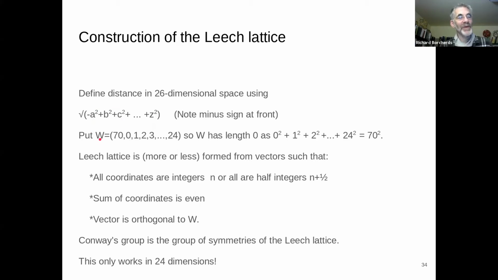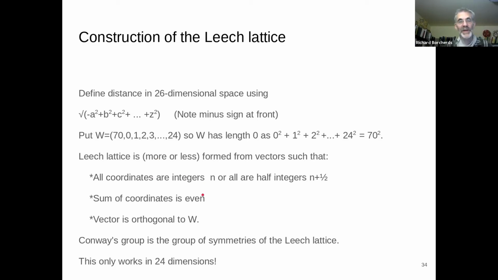Anyway, I'm going to take the following vector W, which is (70, 0, 1, 2, up to 24). The key point is that W has length 0 because the sum of the first 24 squares is 70 squared. So now we're using this weird fact that if you've got a pile of cannonballs with 24 layers, it has a square number of cannonballs. And now we can use this norm 0 vector W to form the Leech lattice as follows. We take all vectors such that the coordinates are integers or half integers, and the sum of the coordinates is even.